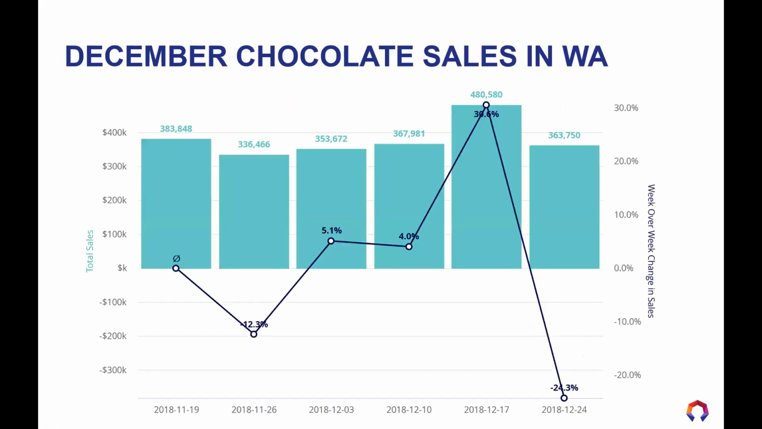So this is where I'll get just a little more granular with the data and go week by week. Here we see that the week-by-week sales spikes in December mostly occur in the week just before Christmas. In 2018, that was the week of 12/17 to 12/23, which saw a 31% increase in sales over the prior week.